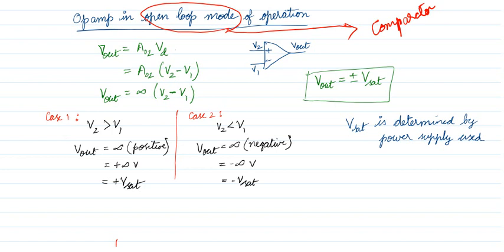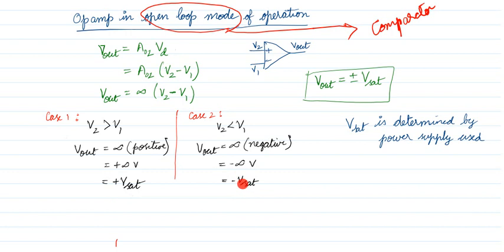Okay, so it is not infinite, it gets saturated. Instead of plus infinite, it will be plus V saturation. Instead of minus infinite, it is minus V saturation. Suppose you are using 5 volt, it means plus 5 volt. If you are using minus 5 volt as power supply, it means minus 5 volt.